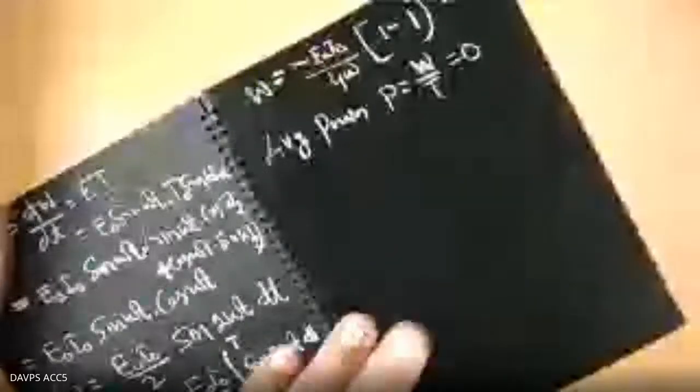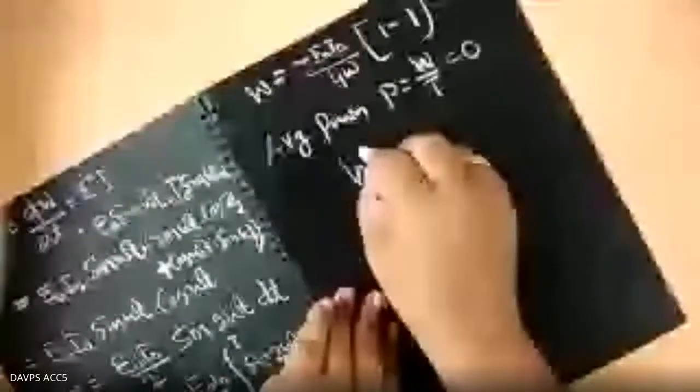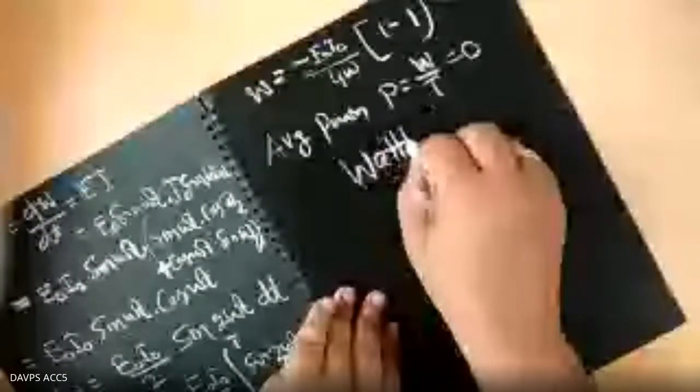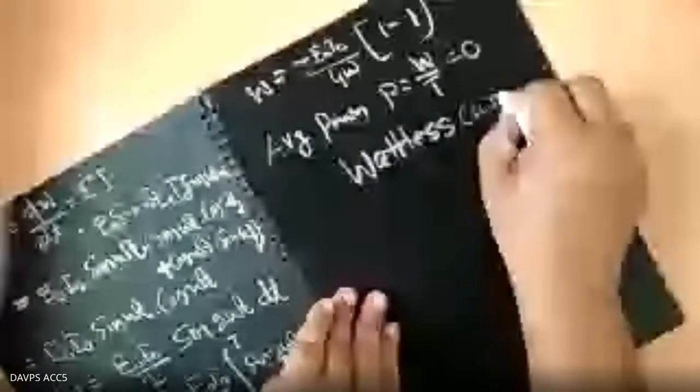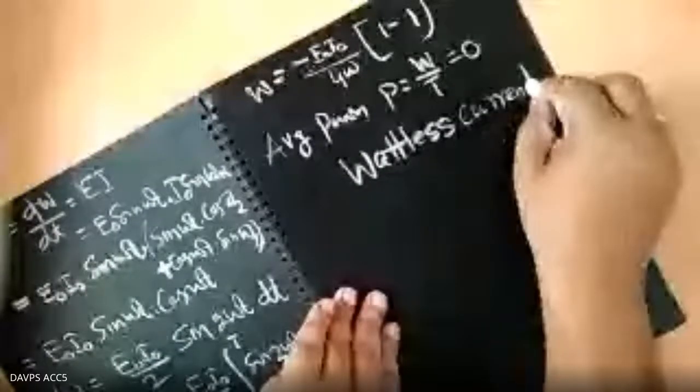Thus, current does not contribute to the rate at which work is being done in the circuit. So, this current is called Watt-less current.